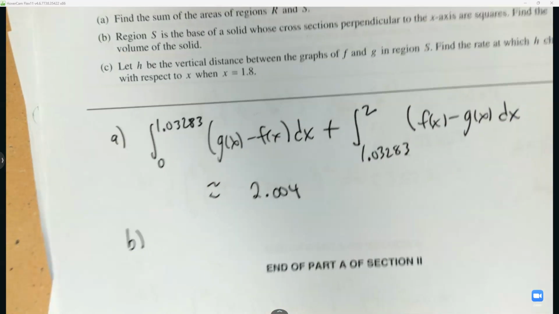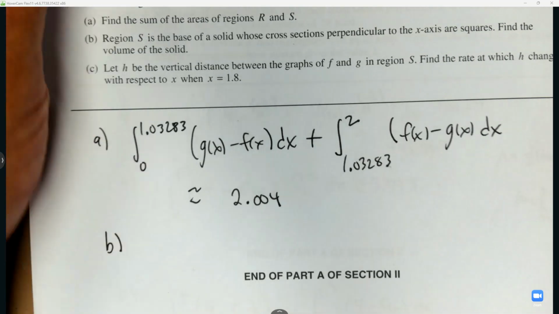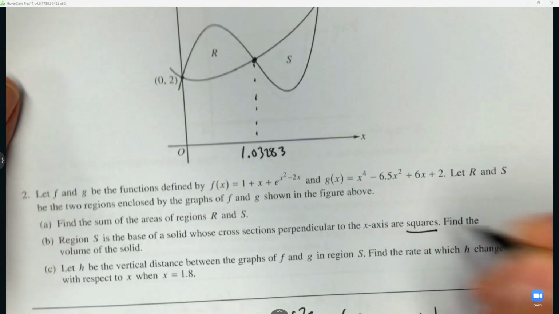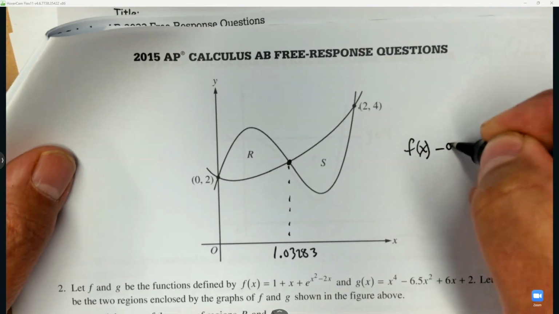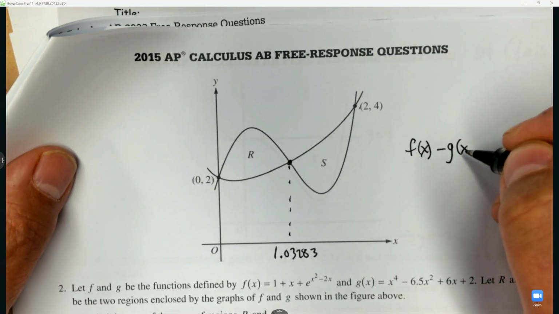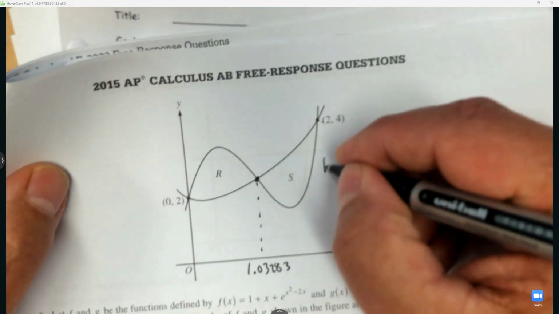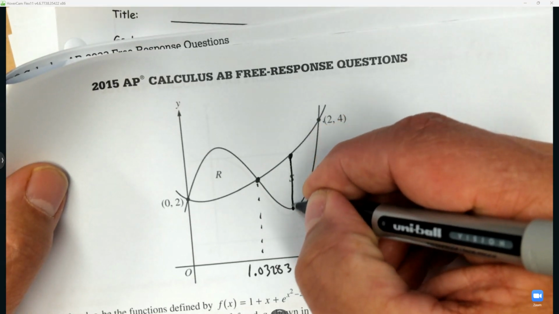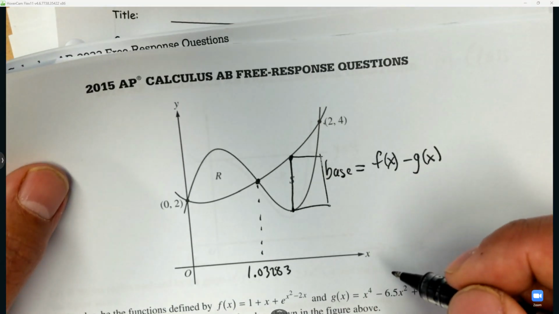I want you to try part B. Press pause and see if you can set it up and work at it. So region S is a solid whose cross sections perpendicular to the x-axis are squares. So if I think of region S, it's here on the right. This one is f at x minus g at x. That is going to be the base of my square. So if I take the top, subtract the bottom, f at x subtract g at x, that's the base of this square that's making this volume.